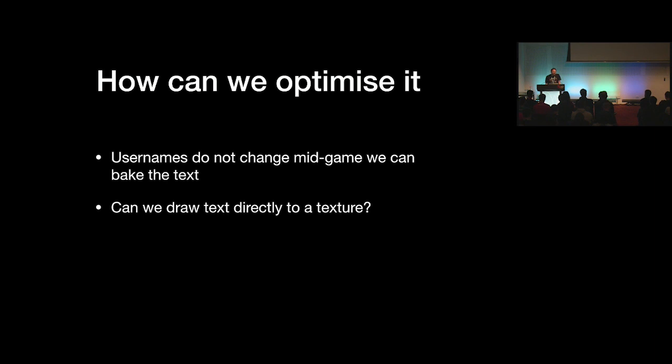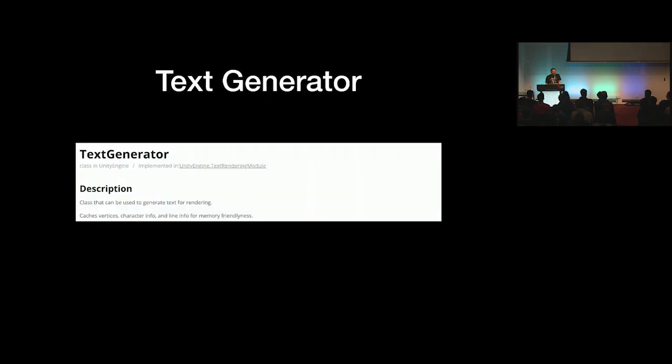In order to do that, we need the UVs and the vertices. So how do we get UVs and vertices from Unity text? There's a magical class called TextGenerator. I didn't know about this, and it made me very happy when I found it. It basically does what I want it to do.